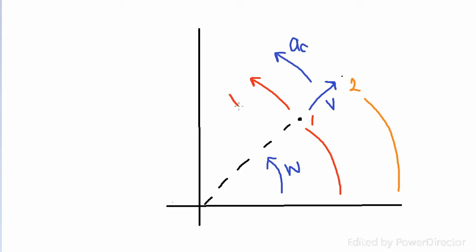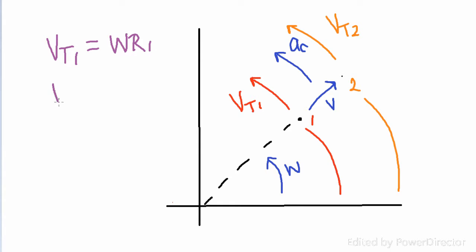Here, there is a different tangential velocity at point 1 and point 2. The tangential velocity of point 1 is equal to the angular velocity times the radius at point 1. The tangential velocity of point 2 is equal to the angular velocity times the radius at point 2. With this, we can prove that there is an increase in tangential velocity from point 1 to point 2.